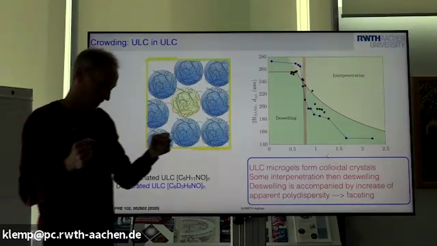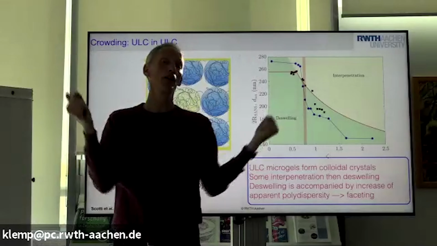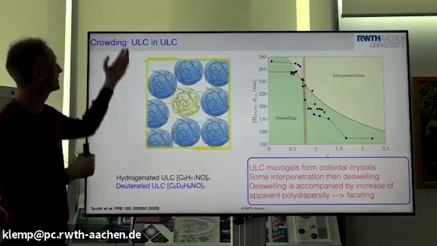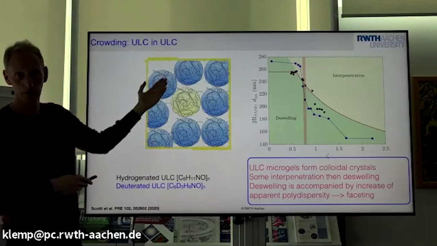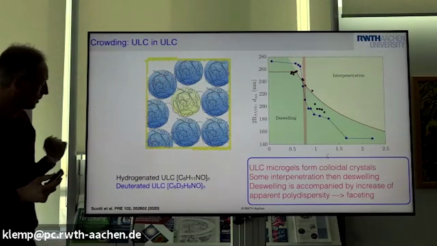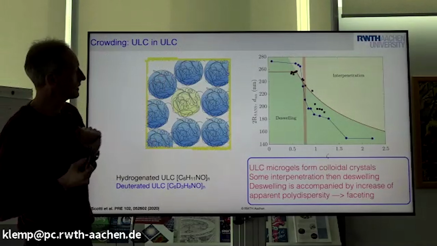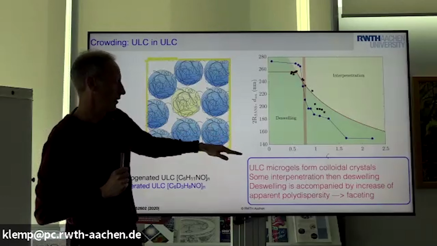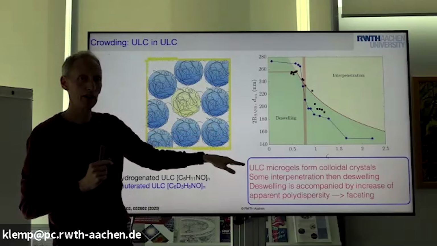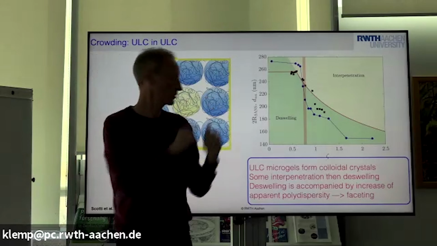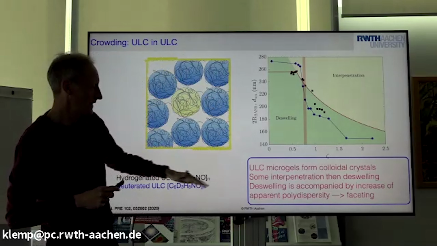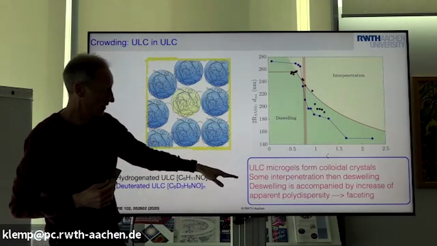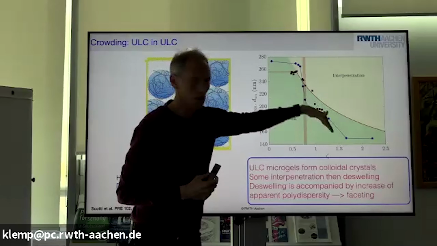Okay, now that was we put this microgel into a surrounding of 5 mole% cross-linked particles. What happens if we mix the ultra-low cross-linked with ultra-low cross-linked? That was a little bit more complicated to get them correctly deuterated, to get the contrast right, but that was fine. What we see here is that when we have the ultra-low cross-linked microgels at high concentration, they form colloidal crystals. That was the image we have seen before. And basically, we see some interpenetration and then deswelling. So the size gets smaller.